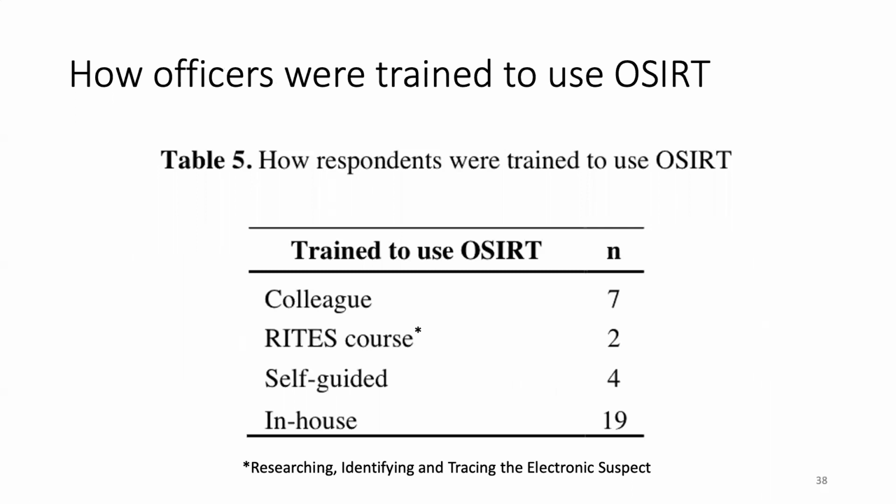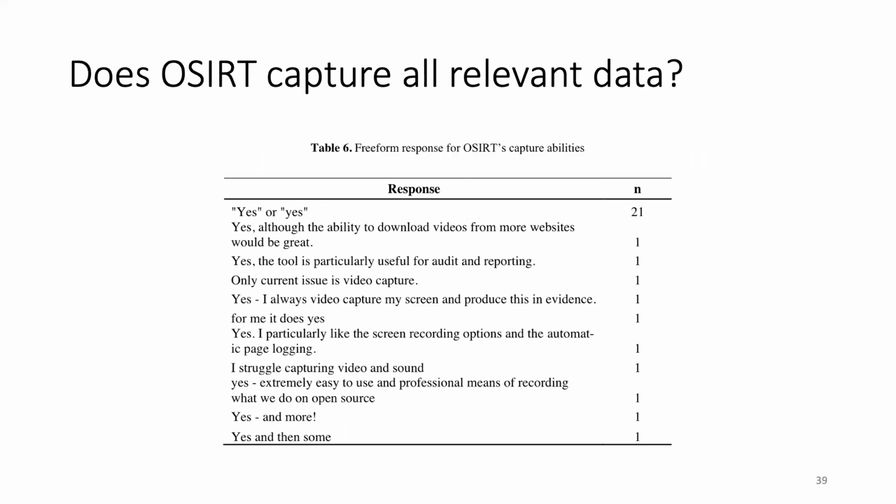In terms of how officers were trained, this was quite interesting, because the RIGHTS course, which is the Researching, Identifying and Tracing the Electronic Suspect course, was the course where we took it to the College of Policing. But what we found is that colleagues and in-house training was playing a bigger part in all of this. So sometimes a colleague would go on the RIGHTS course and then take it back to their own force.